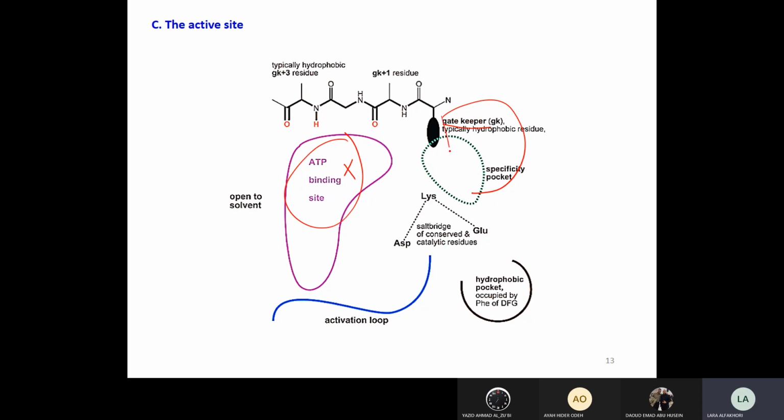Now at the beginning or at the entrance of that hydrophobic pocket, this is where the gatekeeper residue sits. We will talk shortly about the gatekeeper residue, its importance, and how it plays a role in the selectivity among the kinases. Okay? Now there is also another pocket in here which we call an allosteric pocket. This is occupied mostly by type 2 inhibitors.